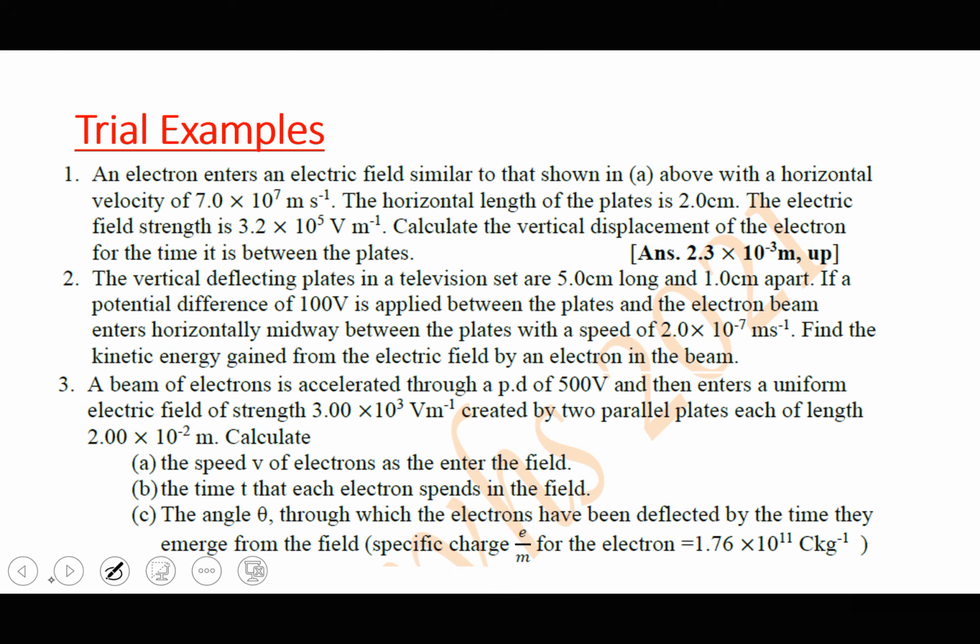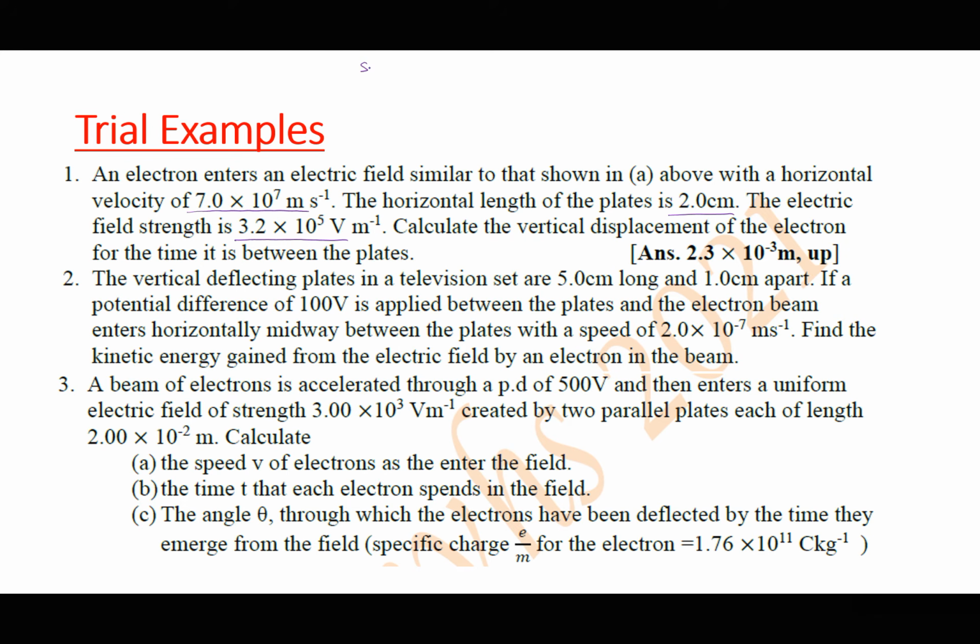An electron enters an electric field like the one we have just seen above, with the horizontal velocity of that. The horizontal length of the plates is that. The electric field strength, that is E, is that. Calculate the vertical displacement of the electron for the time it is between the plates. So we don't need to quote an expression apart from the equations of motion. Since I don't have enough space, I will use the top part to give you a hint on this.